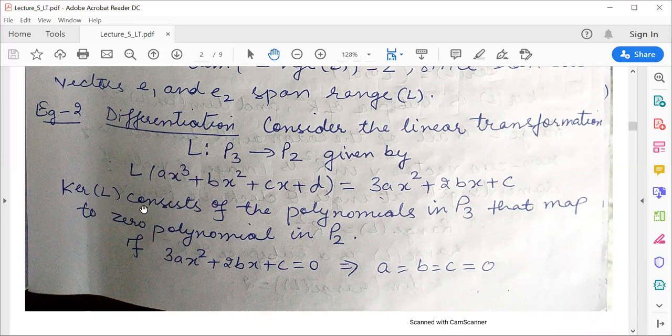Now to find out the kernel of this thing, we need to calculate all those elements of P3 which are mapping to the 0 polynomial in P2. The 0 polynomial in P2 means 3ax square plus 2bx plus c equals 0. If you keep this polynomial equal to 0, clearly this can happen if and only if a is 0, b is 0 and c is 0.